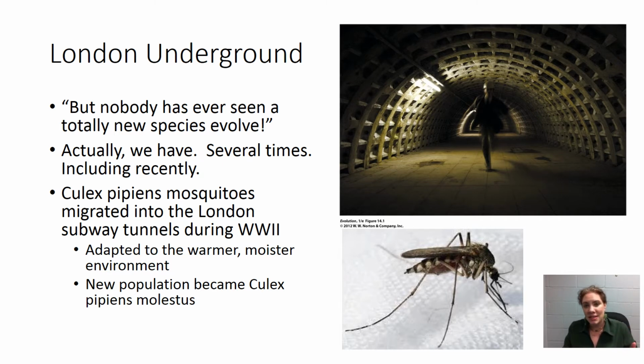As they built these things, populations of mosquitoes migrated into these tunnels, where they adapted to the warmer and moister environment underground. And these became known as Culex pipiens, regular mosquitoes, but these were molestus versions, as in they molest us, they bother us, they annoy us, they are pests.